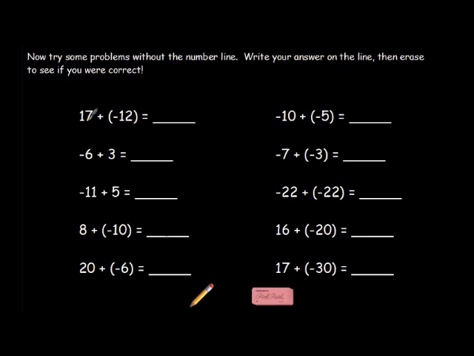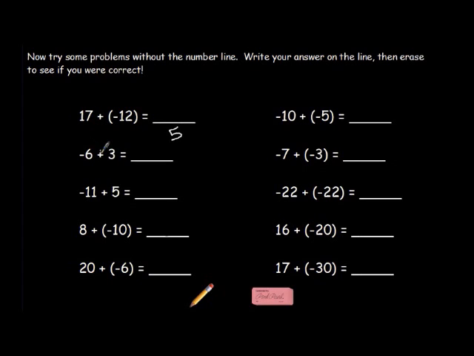So we have a positive and a negative here. So this is 17 plus a -12. So those are opposites. So we're going to subtract them. So 17 minus 12 is 5. I'm going to keep the sign of the bigger one. So 17 had more positives than 12. So I'm going to say that that answer is 5.